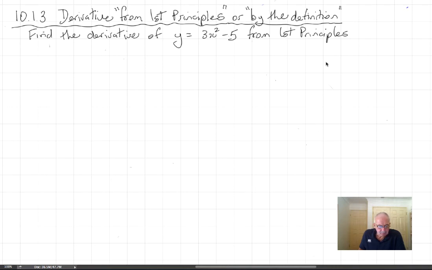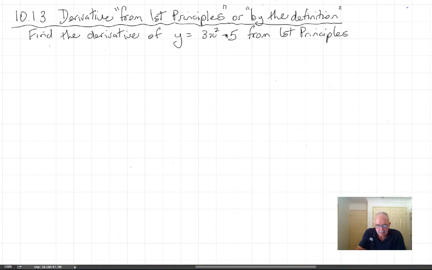Okay, so what we're going to do is use one procedure. It's referred to by two names. Sometimes you'll see it referred to as from first principles, and the other one is by the definition. So we want to find the derivative.